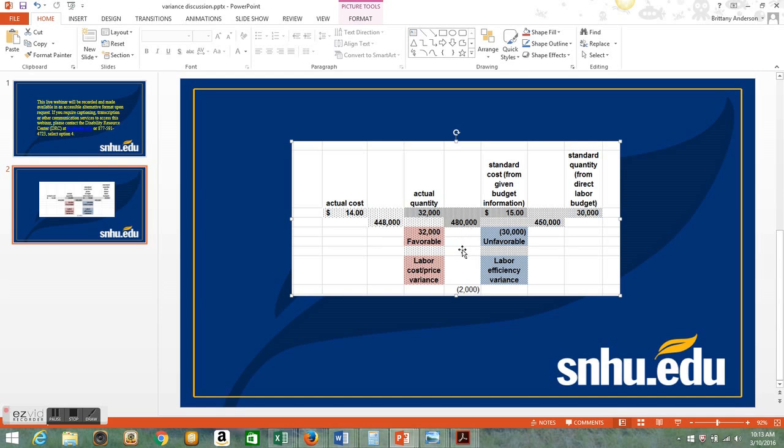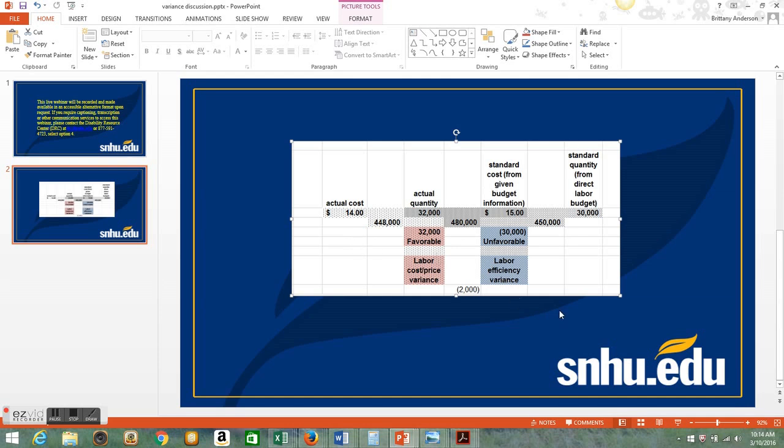This is what I refer to as my benchmark number. Had my employees been paid the $15 an hour and worked their 32,000 hours, I would have paid out $480,000. But I only paid them $14 an hour, and at the 32,000 hours, we actually paid $448,000. So for this side of the variance, I'm going to put my benchmark number in first because this is what I would have paid, again, at the standard rate and the actual quantity. I have a favorable variance because my actual cost, what I actually paid out, was less than my benchmark number. So it's favorable. Again, I paid $1 less.